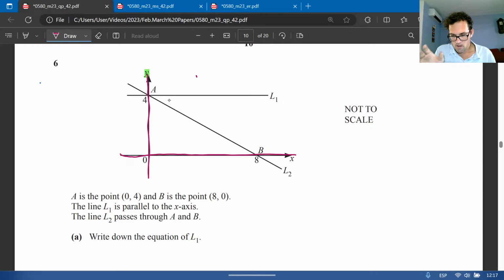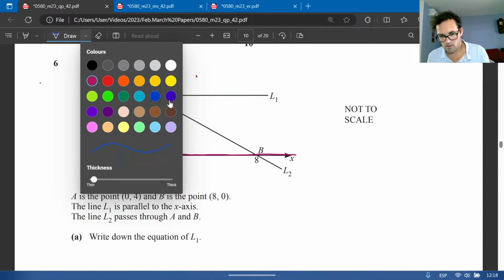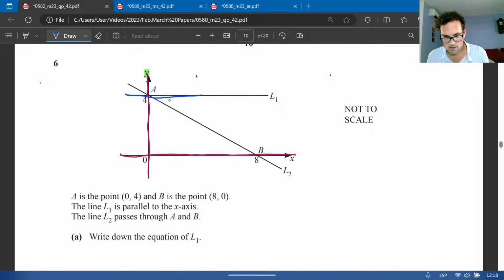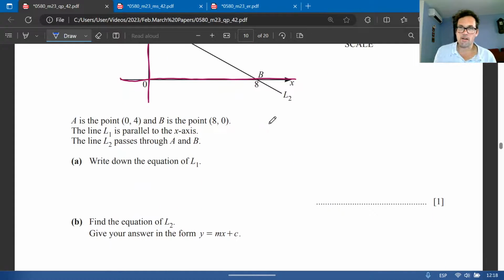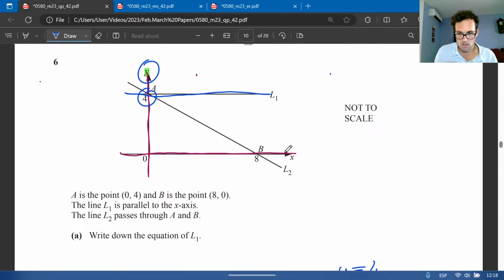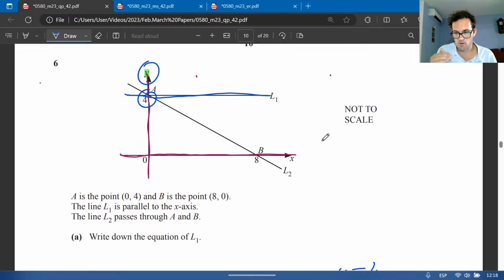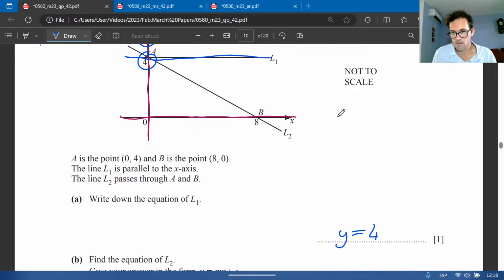All right. Write down the equation of L1, line 1. Yeah, I guess L stands for line. Line 1 is a line parallel to the x-axis, okay, that goes through the y-axis at 4. So wherever you are on that line, y will always be 4. Will you ever cross the x-axis? No. That's why there's no x in the equation. It's easy as that. It's a line that goes through 4 on the y-axis is y equals 4. Sweet.